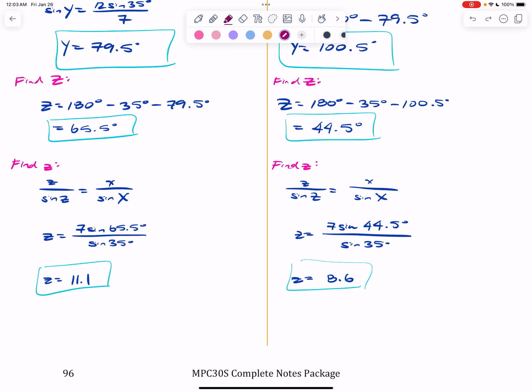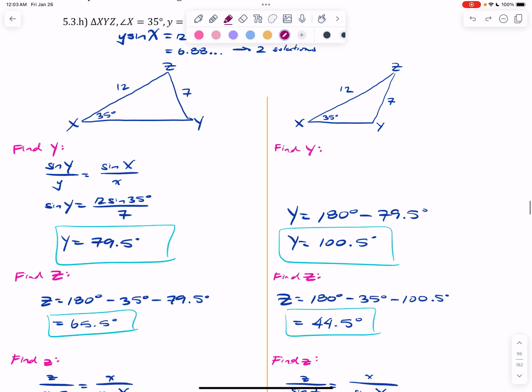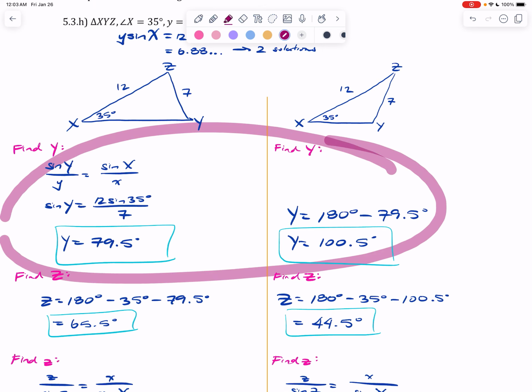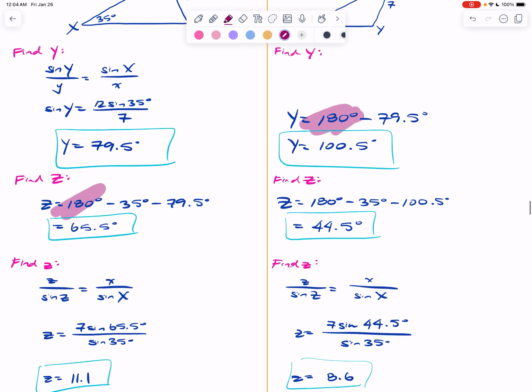So the only place these two triangles differ in terms of how we find their parameters is in that first step here, where we're looking at the two different angle y's. And again, either use CAST rule or supplementary angles, but have some method of recognizing why we use 180 here and differentiate that from why we use 180 in that next step.